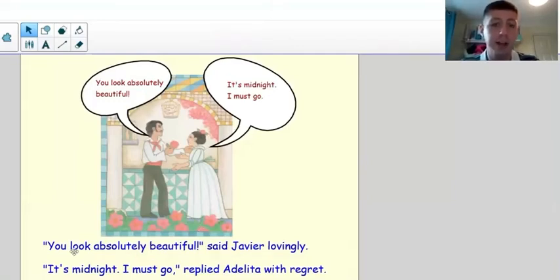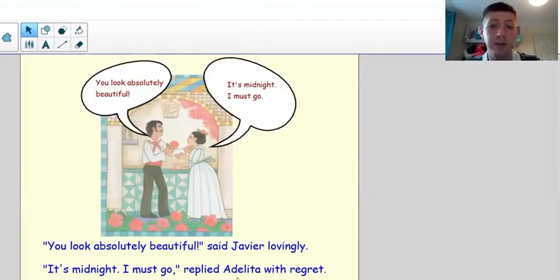So my speech sentence, I have the speech mark, then what the character is saying with their punctuation at the end of it, and the speech mark to close it. Then I have the character's name saying it, so "Said Javier lovingly." If it's not the end of the whole sentence, which is not in this case, you don't put a full stop, you put a comma. Of course, if it's a question, you put a question mark. If it's an exciting sentence, you might put an exclamation mark. But any other sentences, you'd put a comma there because the sentence is not finished.